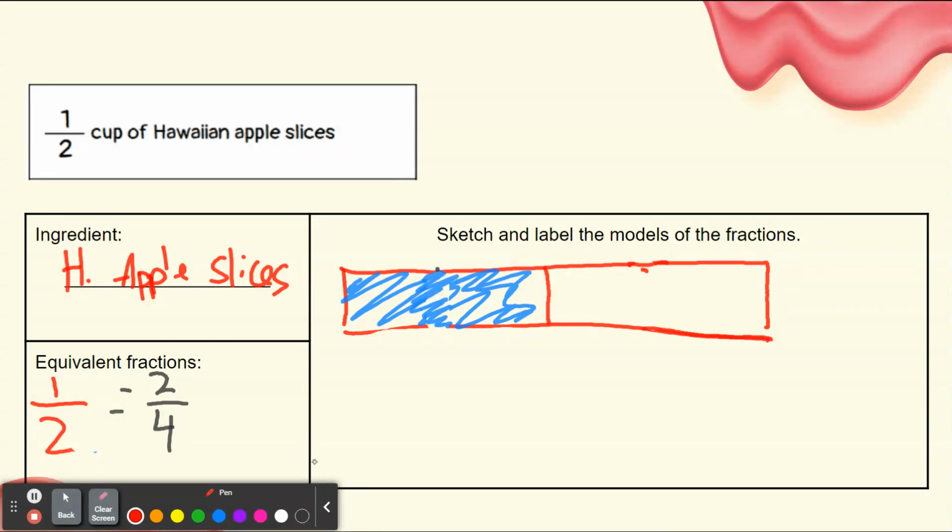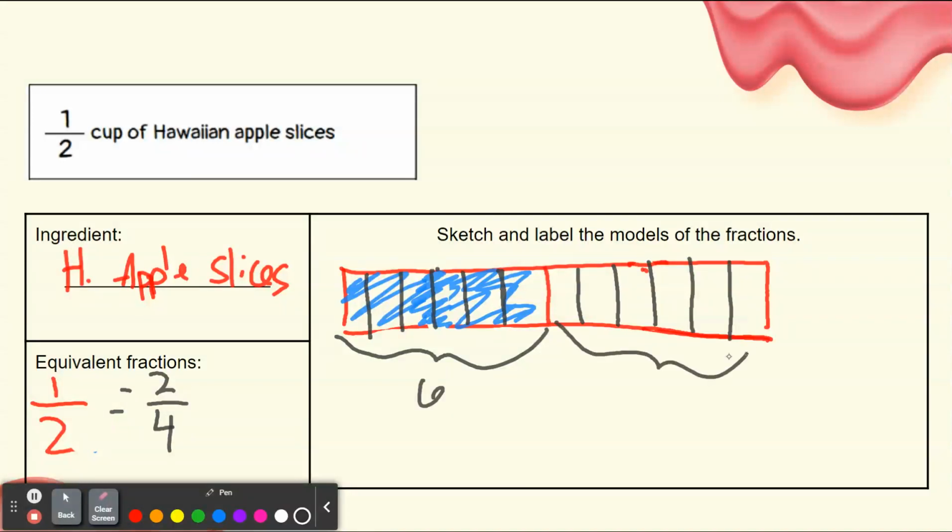Now, what about if I go ahead and I take my 1/2 and I split it into 5 pieces? 1, 2, 3, 4. Let's actually go with 6 so that all of our pieces are about the same. So we have 6 pieces on this side. So because our shaded part is split into 6 pieces, we have to go ahead and split our other half into 6 pieces too. So 1, 2, 3, 4, 5, 6. So over here I have 6 pieces too.